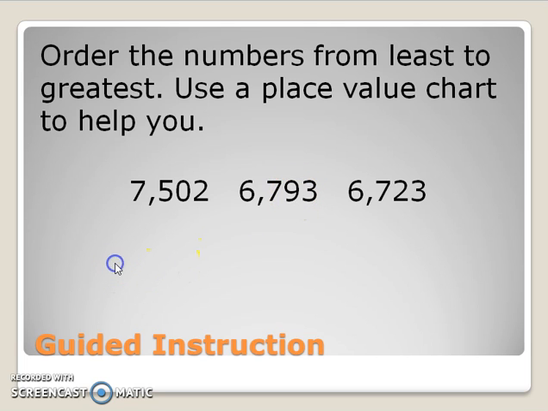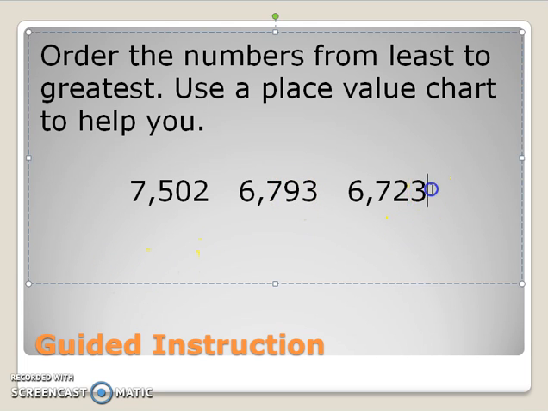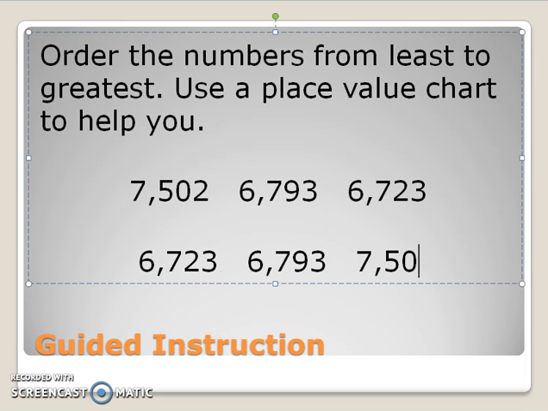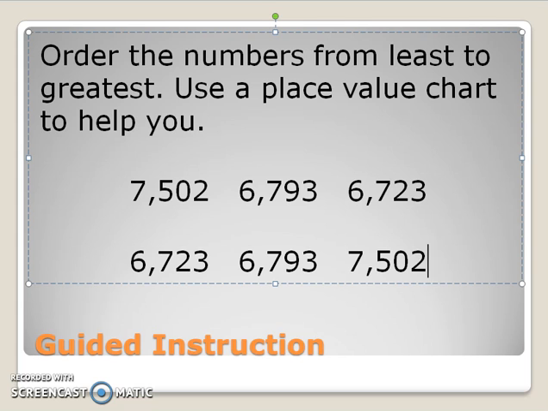So the first answer that we're going to have in this problem is going to be 6,723. The next one's going to be 6,793. And then our greatest number is going to be 7,502. So when you're asked to order them from least to greatest, you're always going to put the smallest number first and then the largest number last.